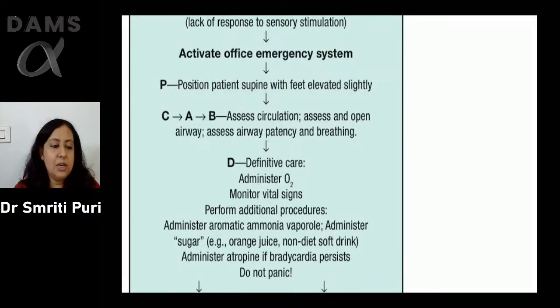Okay. You assess, previously it was CAB, now it is ABC. You assess airway, breathing and circulation. Okay. And you see if the patient is breathing or not, if the airway is patent or not. If these two things are present, you have to administer oxygen. Administer oxygen. Monitor vitals. Okay, heart rate, pulse rate, blood pressure, oxygen saturation. You have to do this.